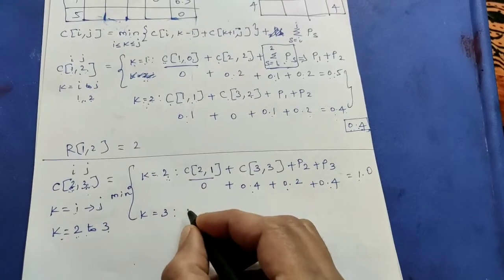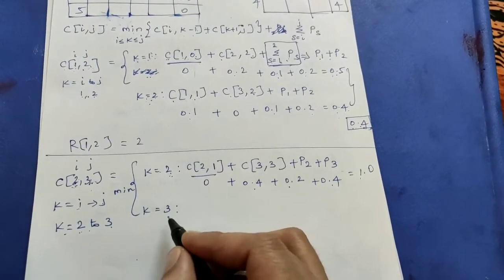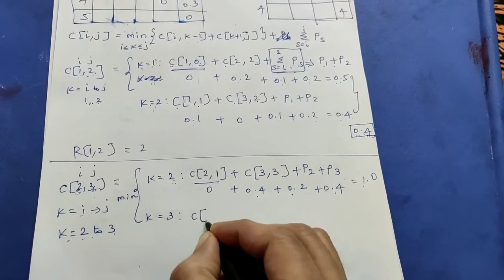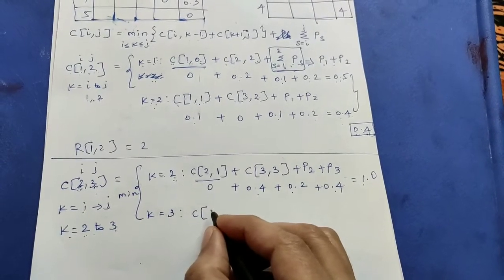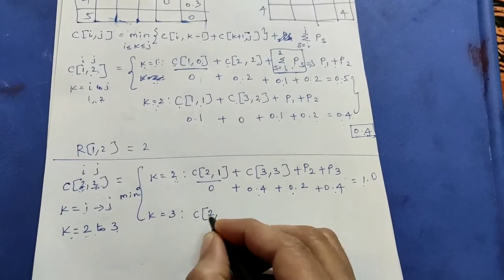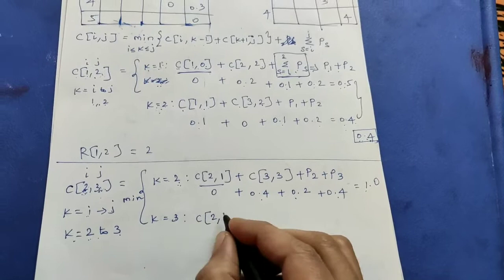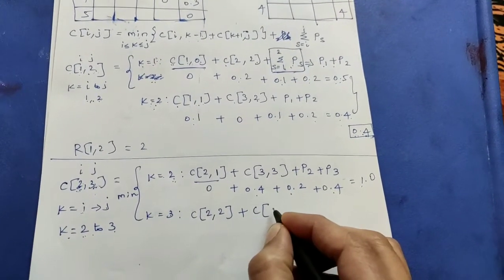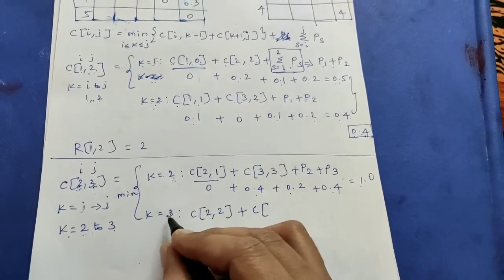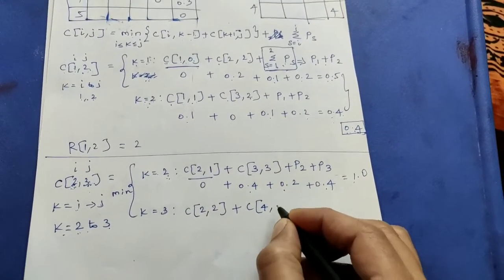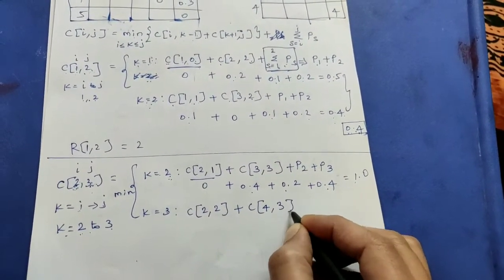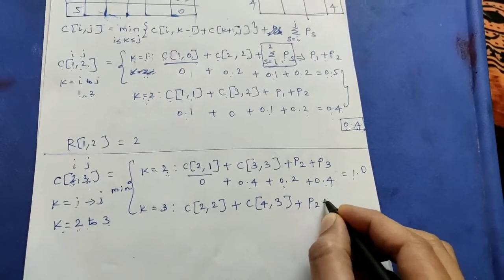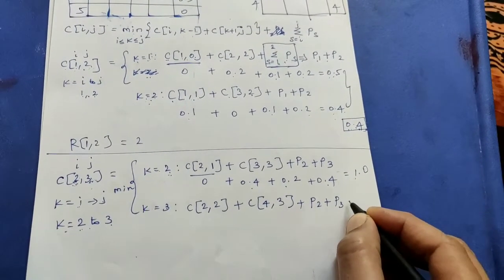So let us process the same location for k is equal to 3. C of I comma k minus 1. I value is 2. K value at present 3. 3 minus 1 it will be 2, plus cost of k plus 1. K is 3. 3 plus 1 it will be 4. 4 comma j value is 3, plus the same thing, probability of the second item plus probability of the third item. So go to your cost table.